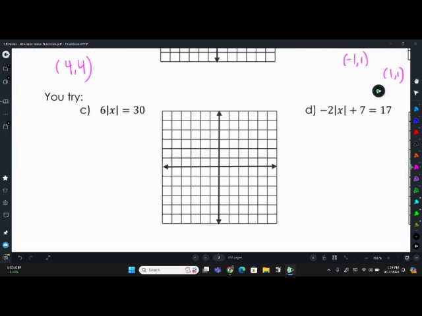Now let's look at letter C. Divide both sides by 6. The absolute value of x equals 5. So absolute value of x again will look like this. And then 5, 1, 2, 3, 4, 5, that horizontal line. So our solutions are -5, 5 and +5, 5.